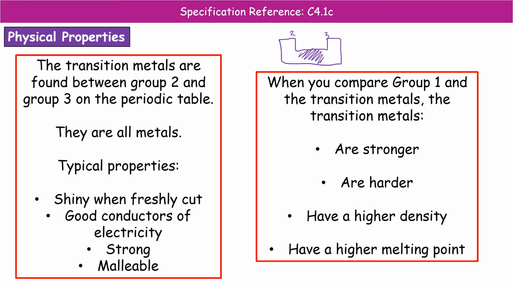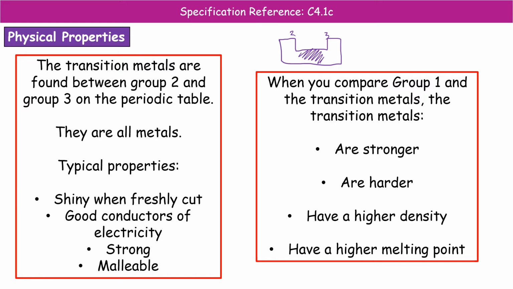So the transition metals are, first of all, metals. Again, the name kind of gives it away there, which means they've got typical properties of a metal. They're shiny when freshly cut, good conductors of electricity, they're strong, they're malleable, all typical metal properties.